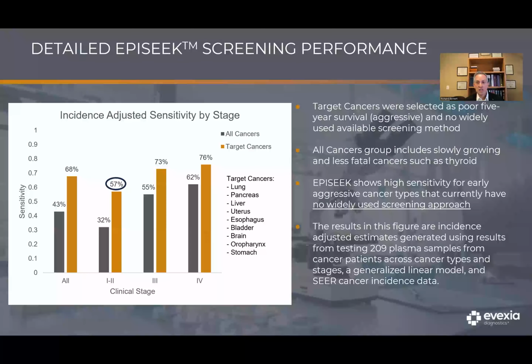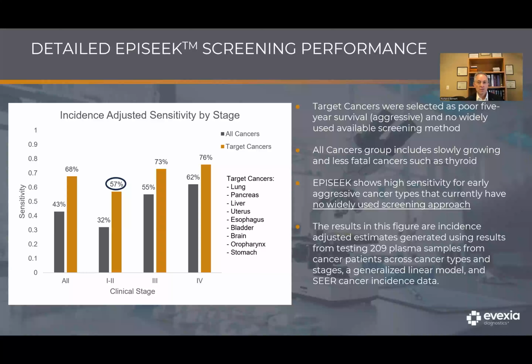So a little bit more detail on it. We looked at different cancer types, and we focused on the cancers that don't have screening that's recommended by ACS or the U.S. Preventative Services Task Force, and that have aggressive behavior or poor 5-year survival.